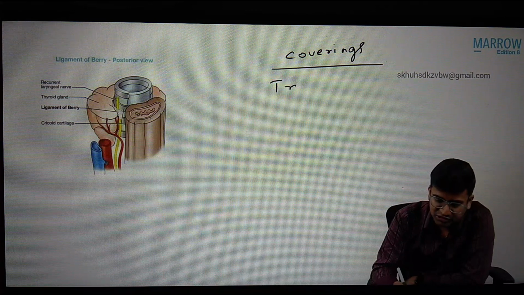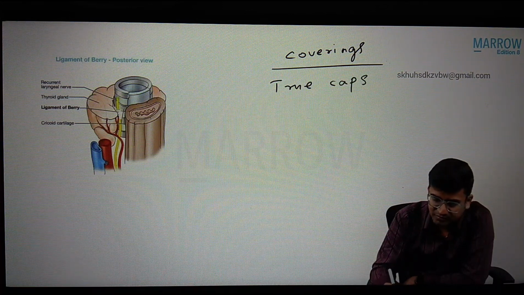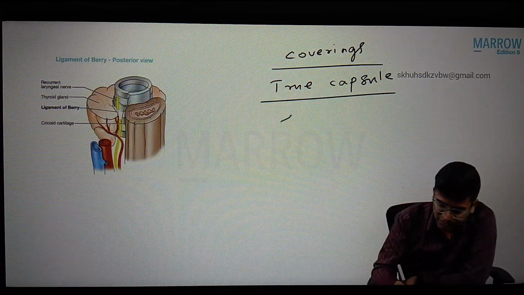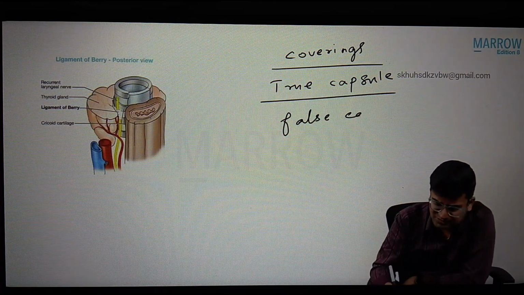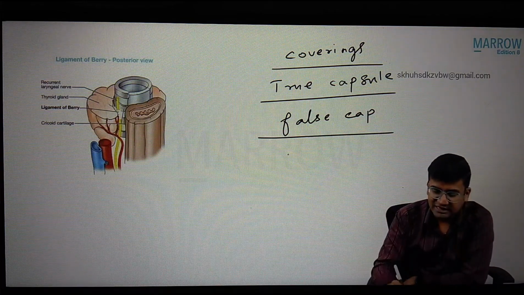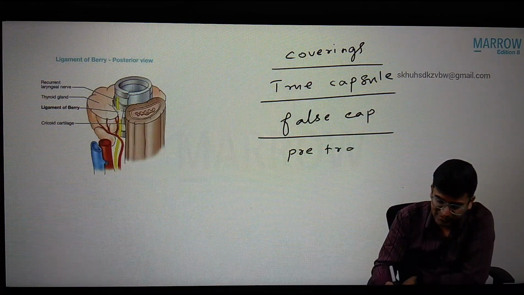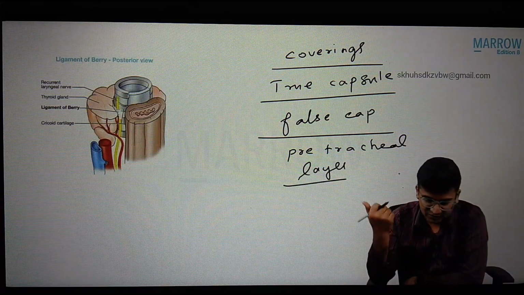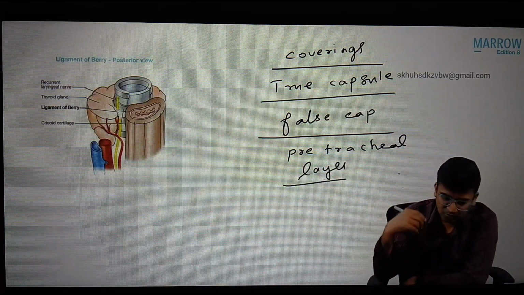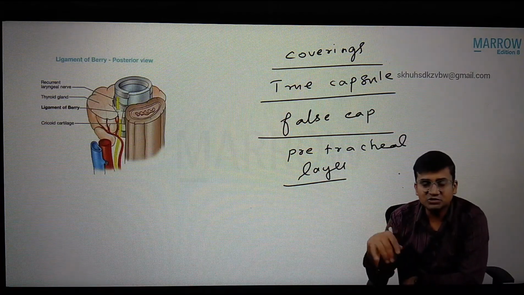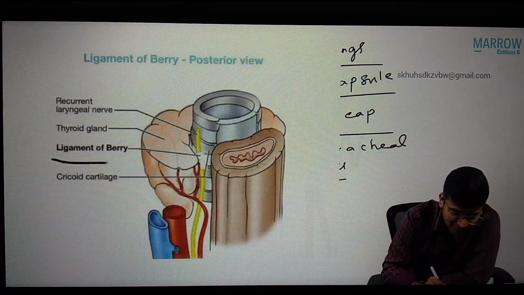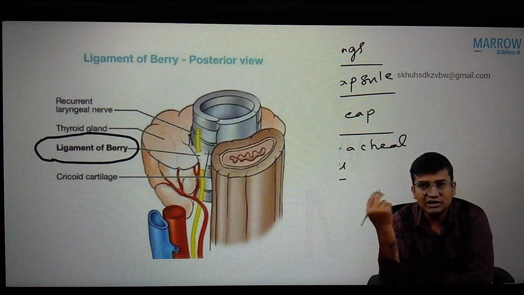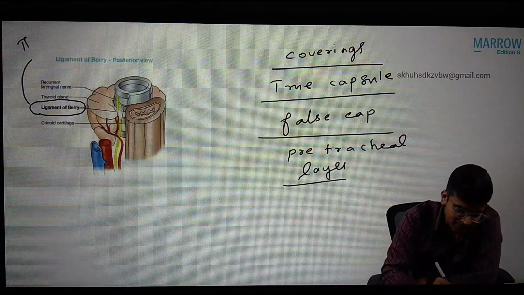Like any gland, the true capsule comes from the condensation of the fibrous stroma. Now what about the false capsule? The false capsule comes from the pretracheal layer of the deep cervical fascia, which encloses the thyroid gland. Posteriorly, the pretracheal layer thickens and forms the ligament of Berry. So the ligament of Berry is nothing but thickening of the pretracheal layer posteriorly.